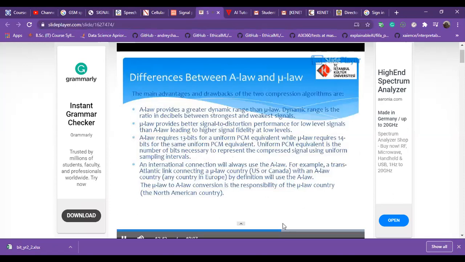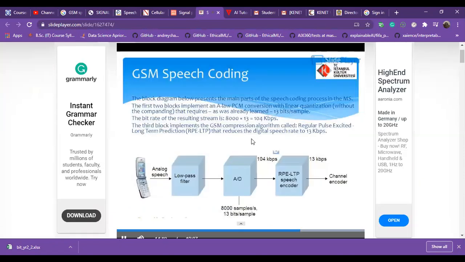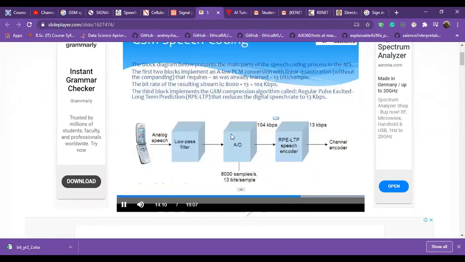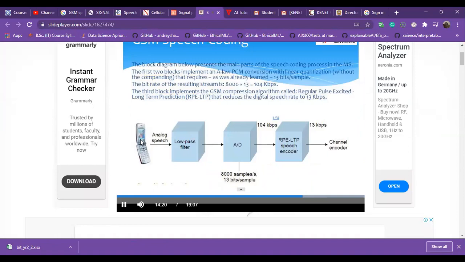The main advantages and drawbacks of the two compression algorithms are: there's no need for that difference. The first two blocks implement an A-law PCM conversion with linear quantizing, without the companding, which requires, as was already learned, 13 bits per sample. So the GSM speech coding is basically this part here. The bit rate of the resulting stream is 8,000 times 13 equals 104 kilobits per second.